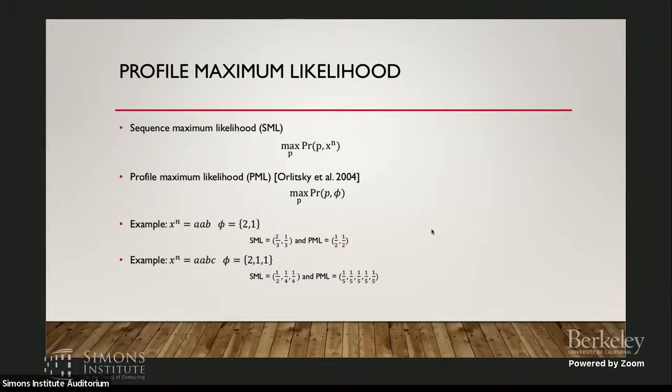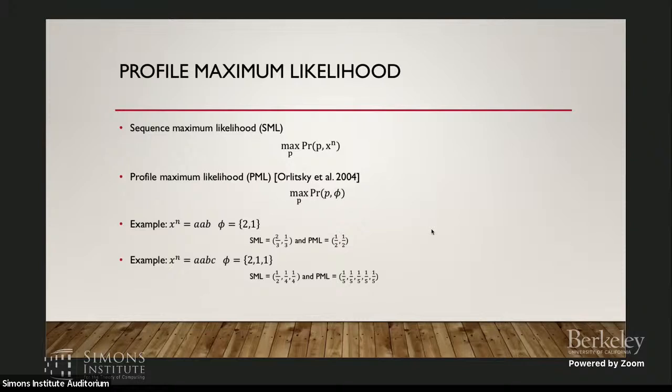likelihood of observing the sequence xn. The profile maximum likelihood is just the distribution that maximizes the likelihood of observing the profile phi. Okay. Now, what's interesting is that these distributions are very different even for simple examples. For instance, if your sequence is AAB, your profile is 2, 1. The sequence maximum likelihood, it's pretty well known, is just the empirical distribution. It's going to be 2/3 and 1/3, but the profile maximum turns out to be half and half.